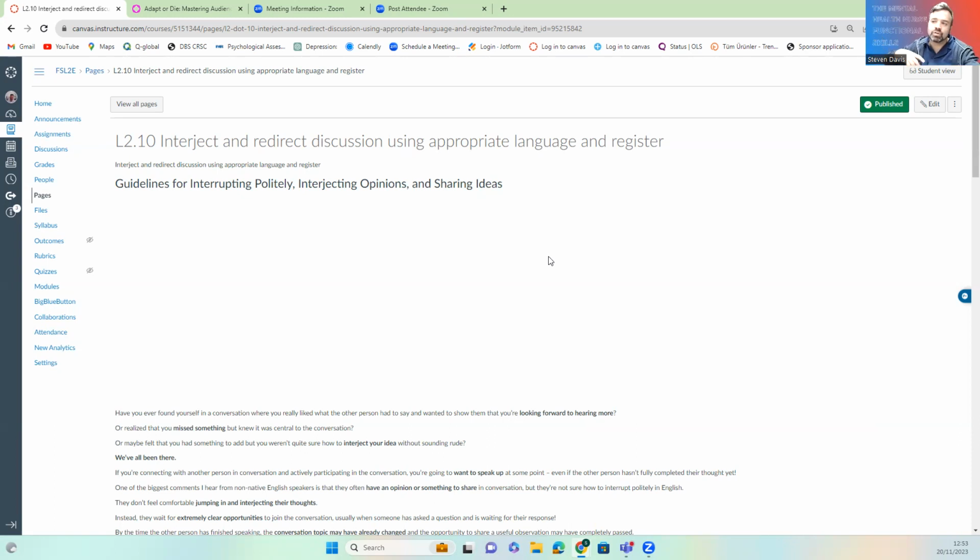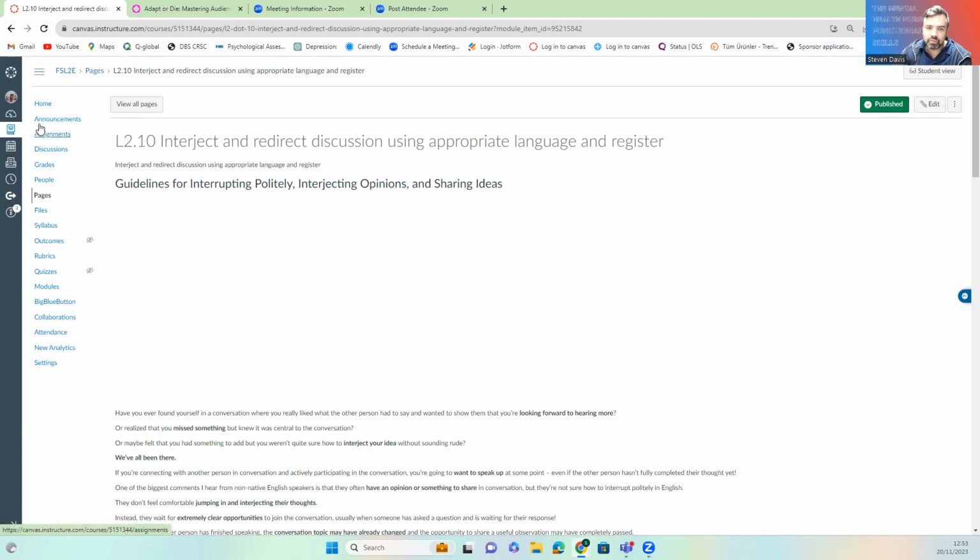Or I really enjoyed what we've just discussed there. I've got a particular interest in this. So you can be polite when redirecting discussion. And obviously, using the appropriate language and register throughout. So ensuring that you remain polite, professional, you're using the correct pace and tone. So you're waiting for the right time to interject.